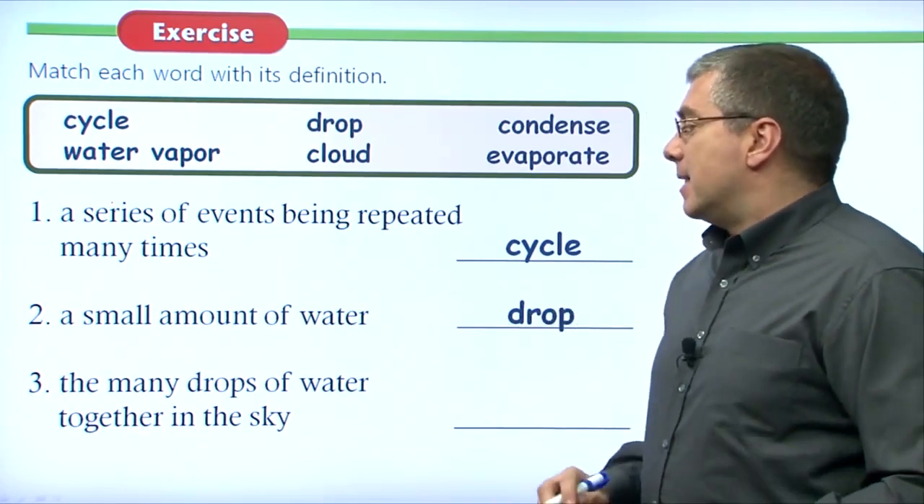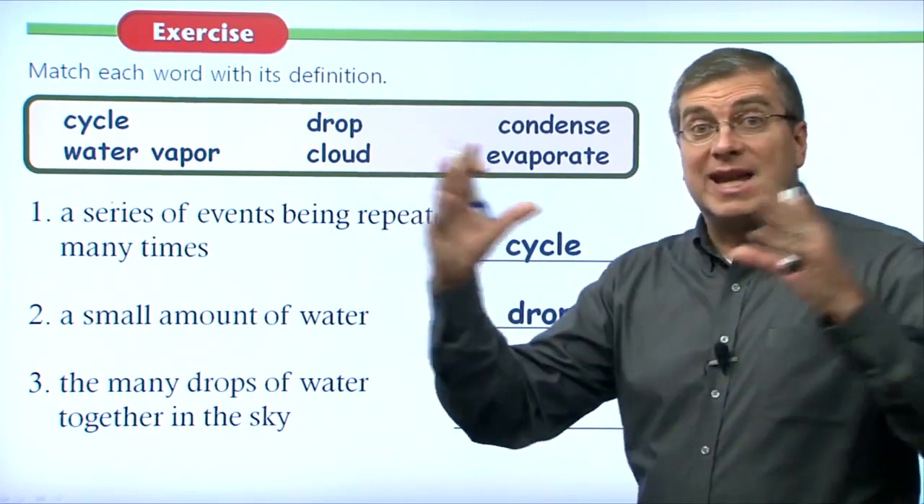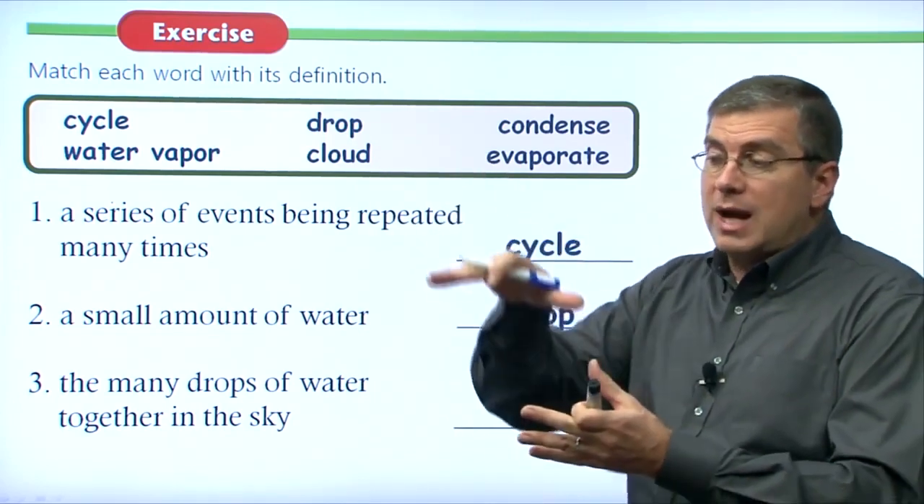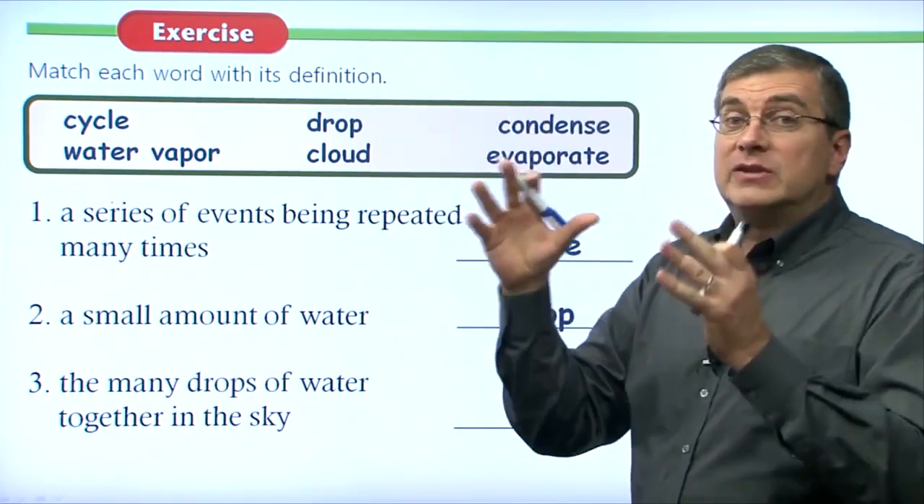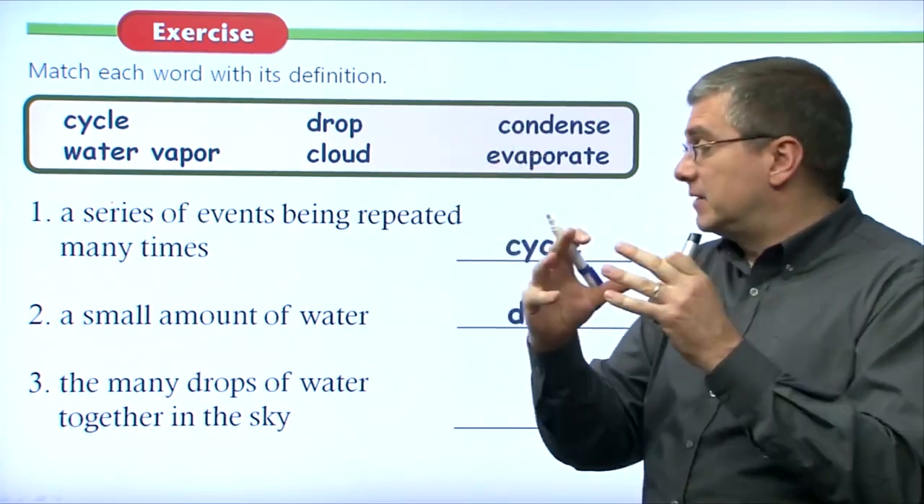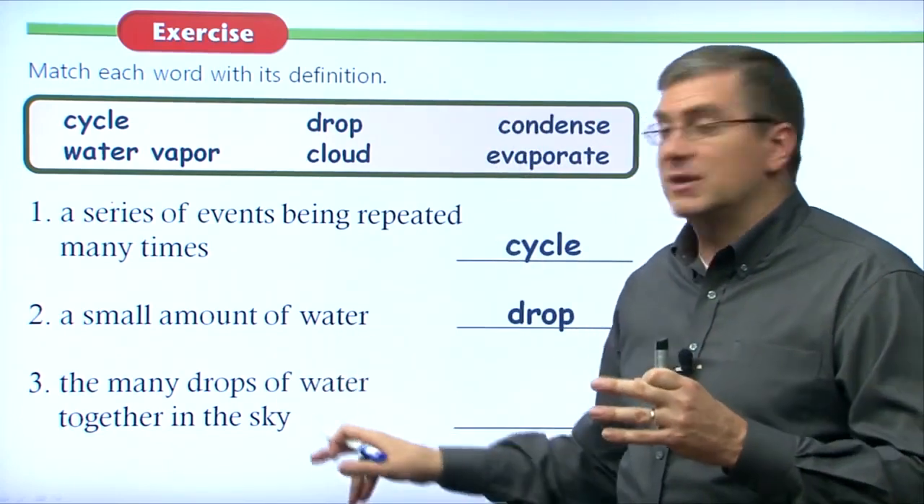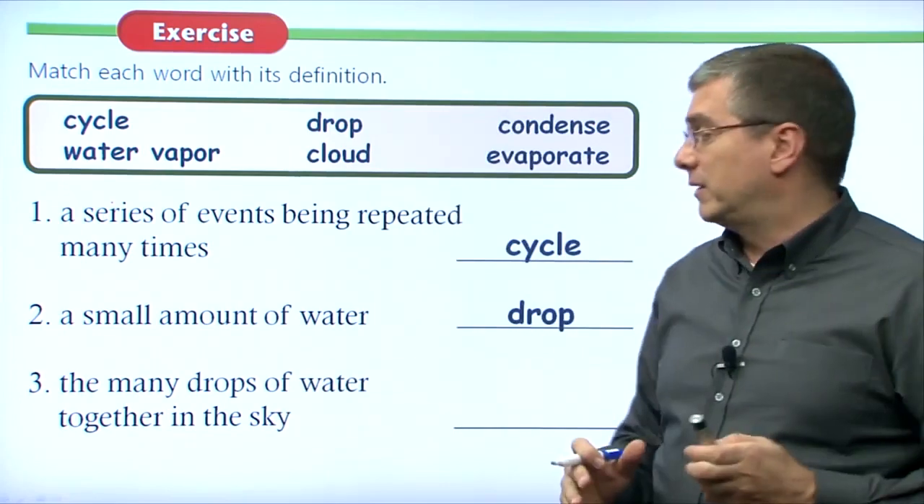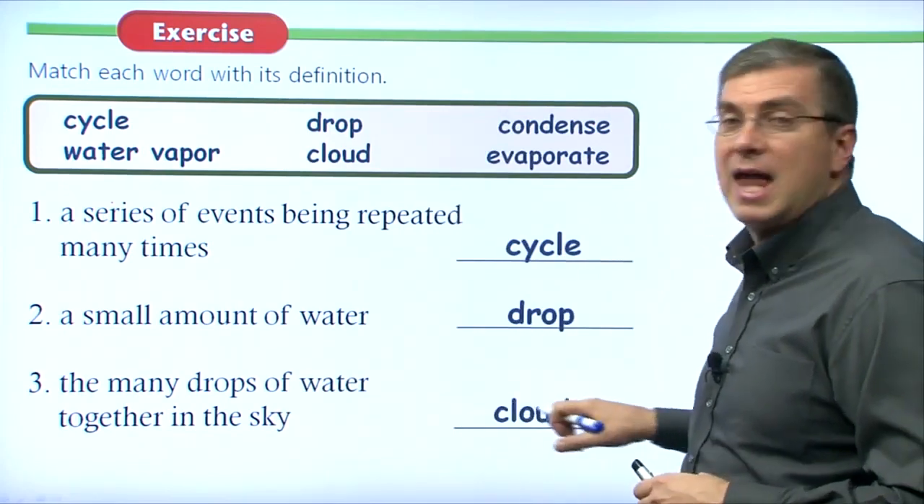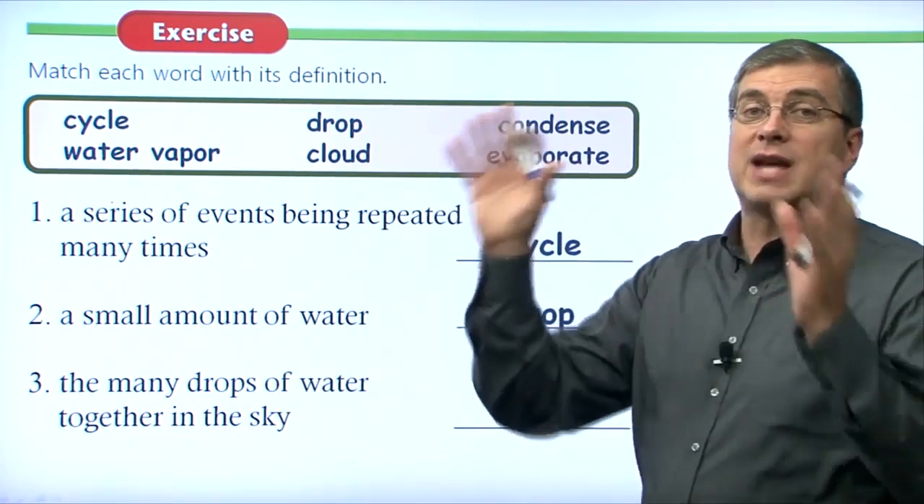Number three, the many drops of water together in the sky. Remember, as that water rises up in the sky, it gets cooler. So that water condenses and gets together in the sky. What do they form? They form clouds. They make clouds in the sky.